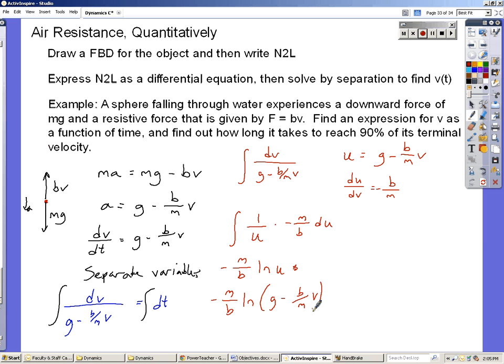The other side, the integral dt, that's easy. It's t, and then we'll add the constant of integration to that side. We can choose which side we add it to, it doesn't really matter. And now the last thing we need to do is solve for v, because we're looking for v as a function of time.